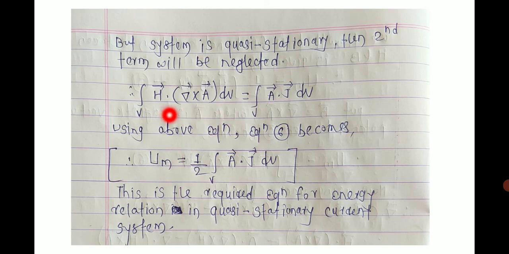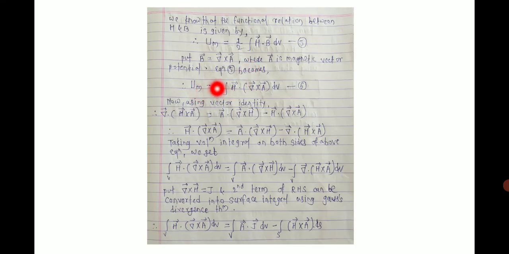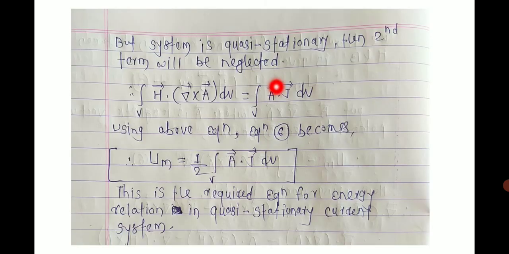This is the value of H dot del cross A, and using it, equation 6 becomes Um equal to 1 by 2 integration over volume V of A dot J dV. This is the required equation for the energy relation in a quasi-stationary current system, that is Um equal to 1 by 2 integration A dot J into dV.